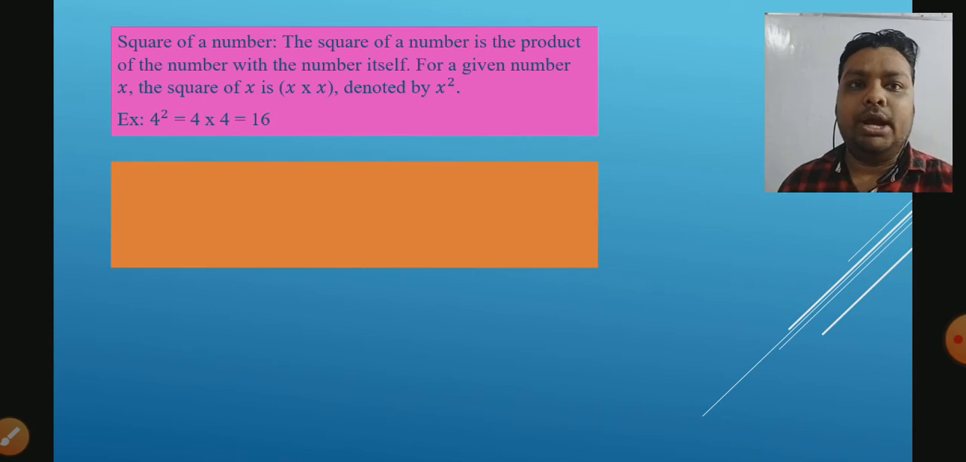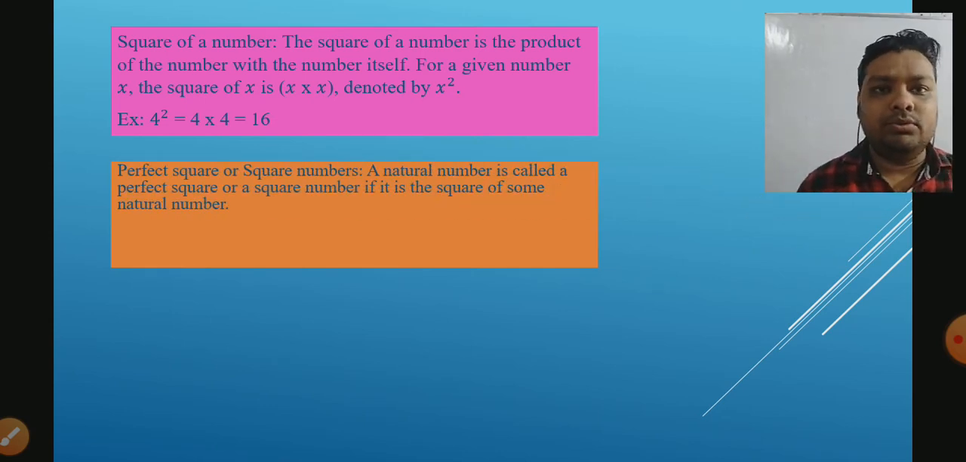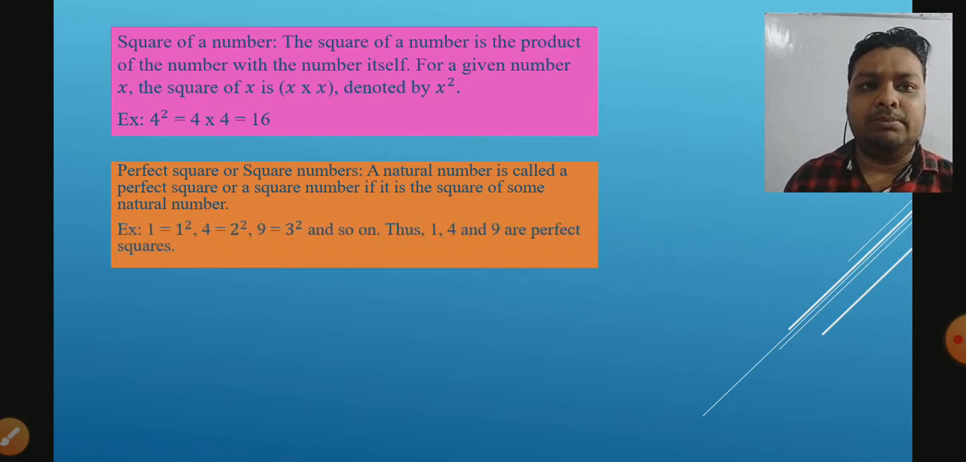Now the next topic, perfect squares or square numbers. What is a perfect square or square number? A natural number is called a perfect square or a square number if it is the square of some natural number. What does it mean? Let's see with an example. Here you can see that 1 is a natural number, and 1 is the square of the same number, that is, 1 square is equal to 1, which means 1 into 1.